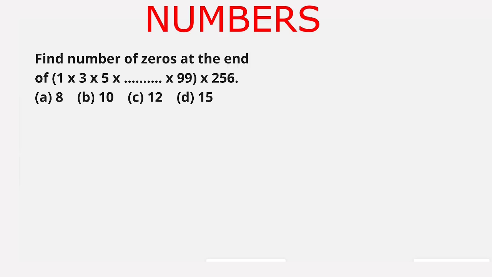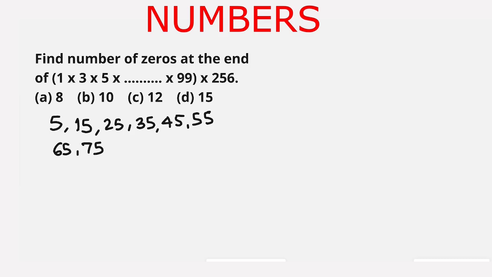So the multiples of 5 are 5, then 15, then 25, then 35, 45, 55, 65, 75, 85 and 95. And in 25 we have got two 5s, 5 to the power 2. Also in 75, it is 25 multiplied by 3, so again we have the 25 in it, which is 5 to the power 2. So we can find the power of 5 in all these.